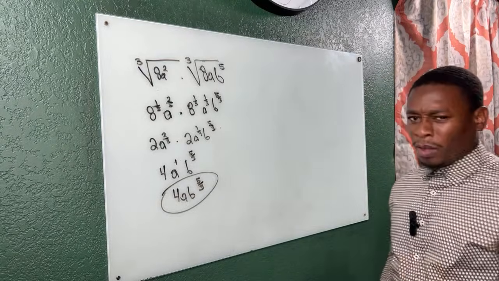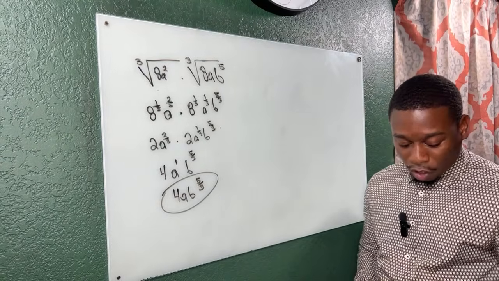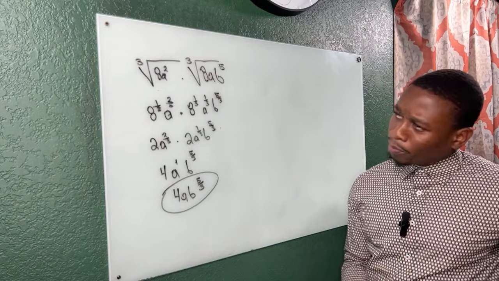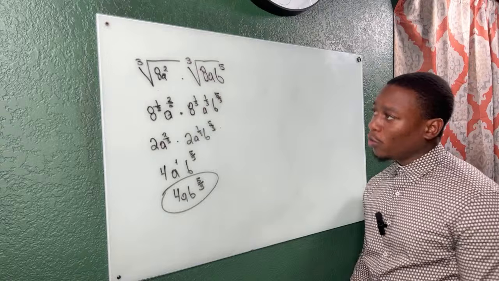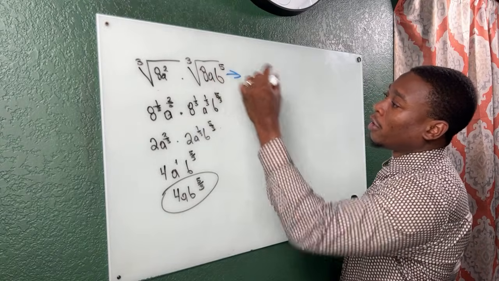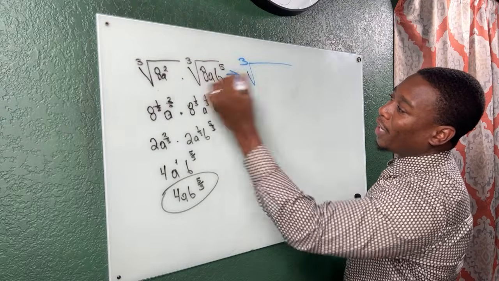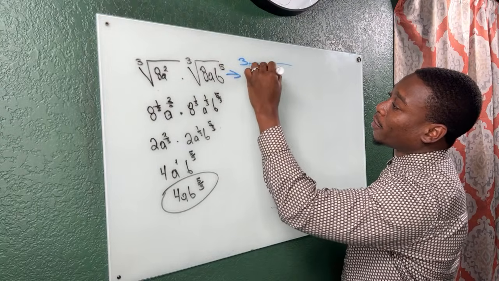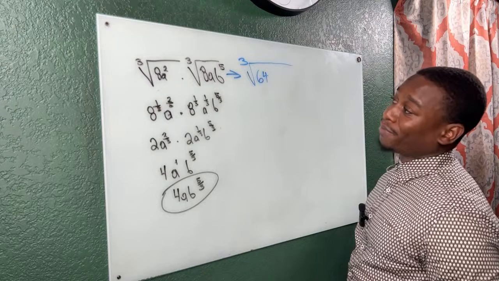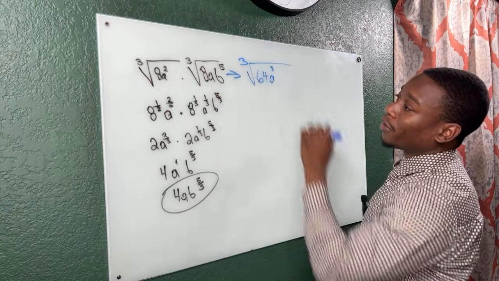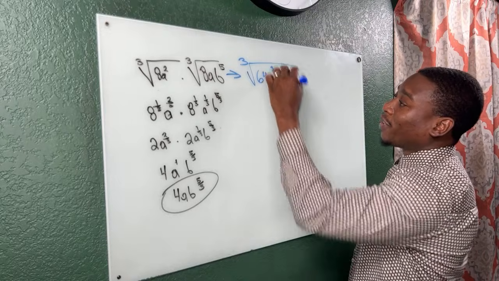Now, let me tell you guys how I would solve it and what I think may be the easier route. If this works for you, put it in your back pocket. If not, it's okay. So we know they're the same root. Let's just combine it under one radical. 8 times 8, 64, right? A squared times a to the 3rd, b to the 5th stays the same.